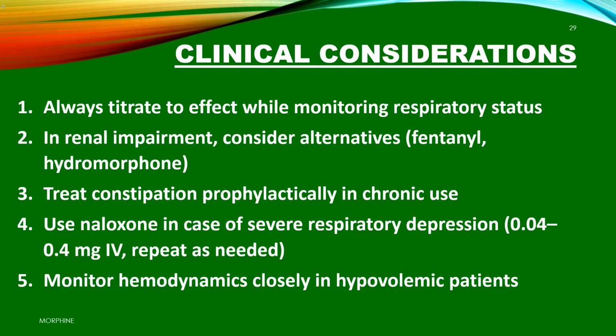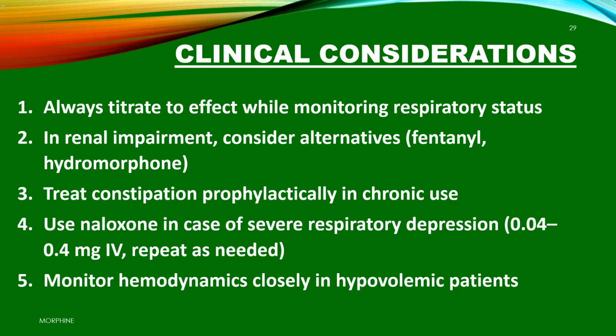Clinical considerations for morphine use. 1. Titration and monitoring. Always titrate morphine to effect while closely monitoring respiratory status to avoid respiratory depression and ensure safe administration. 2. Renal impairment. In patients with renal impairment, consider alternative opioids like fentanyl or hydromorphone to avoid accumulation and potential toxicity. 3. Constipation management. Treat constipation prophylactically in patients on chronic morphine therapy to prevent discomfort and potential complications.